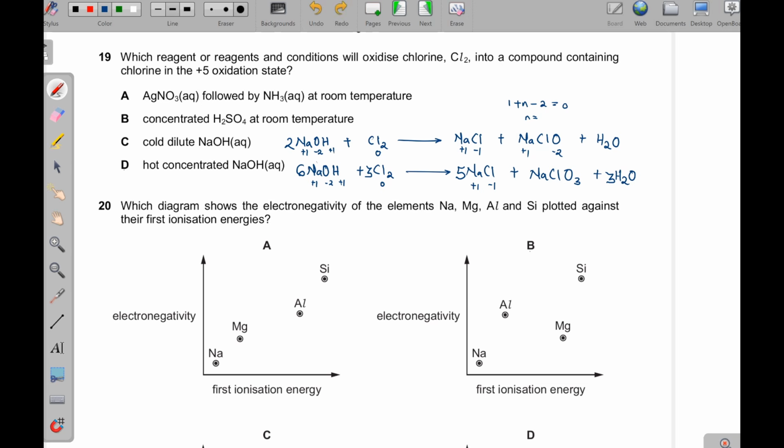1 minus 2 is a minus 1. So when it crosses the equal sign, it's a plus 1. So even here, this one will be a plus 1. So you can see that this is reduction and this is oxidation because of the increase in oxidation state. So that is what we call a disproportionation reaction. The same species undergoes reduction and oxidation.